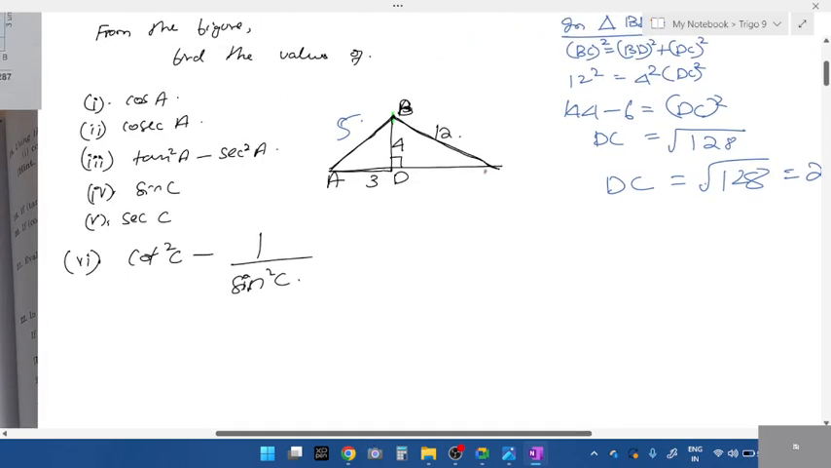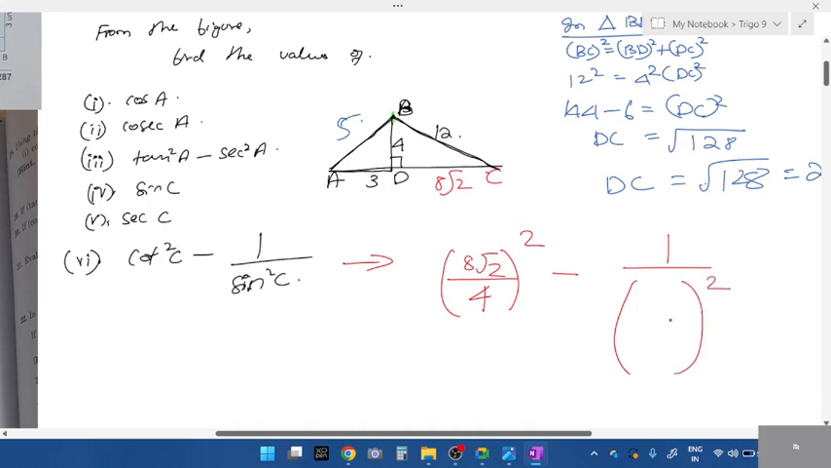Last question. Cot square C, minus 1 by sine square C. What is cot square C, students? What is cos base by? What is base? For angle C, what is base? 8 root 2, and perpendicular is 4. Minus 1 by square root of what is sine? There is a square. What is sine C, students? What is perpendicular? 4 by what is hypotenuse?